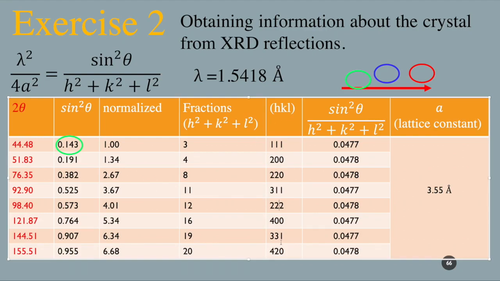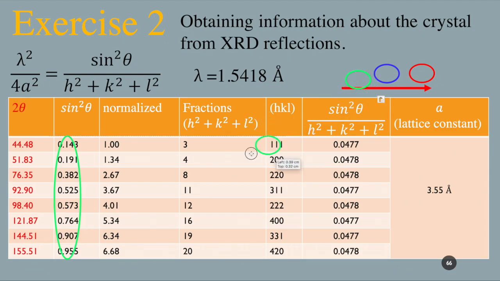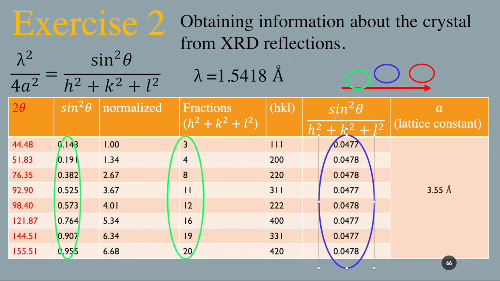And to check whether our calculations are right or wrong, we can simply divide sine square theta, this row, this row, this row, with this row. If you divide, what we get is this. Since we know that sine square theta by h square plus k square plus l square is a constant, you see that this is a constant. So I think our assumptions were right. So these planes are the real planes for representing this. And from this equation, we obtained the sine square theta.